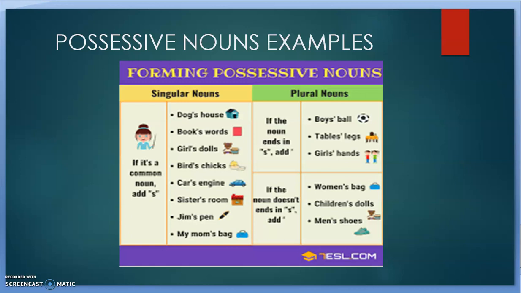For plural nouns, if the noun ends in S, we add only an apostrophe: boys' ball, tables' legs, girls' hands. If the noun doesn't end in S, we add apostrophe as well as an S: women's bags, children's dolls, men's shoes.